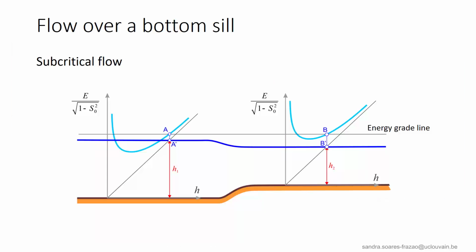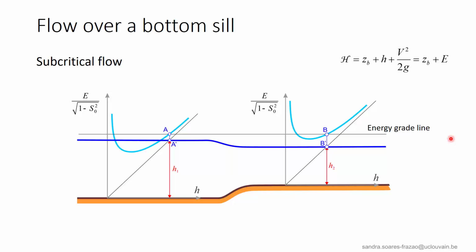Let us start with the case of a subcritical flow, with a flow depth larger than hc. We assume that the increase here in bed elevation is sufficiently smooth to induce no significant head loss. Therefore, the energy grade line can be assumed as horizontal.